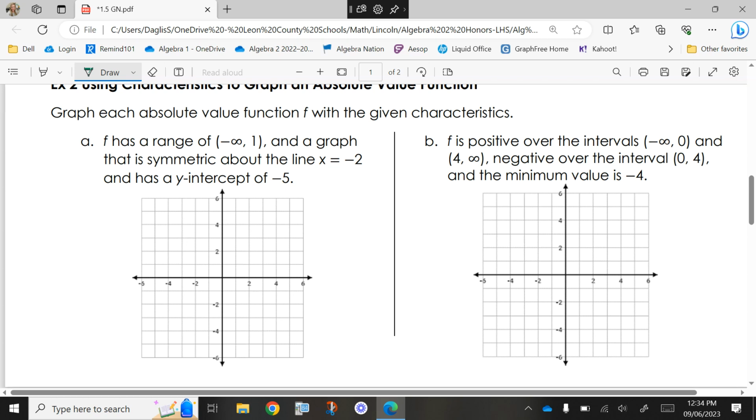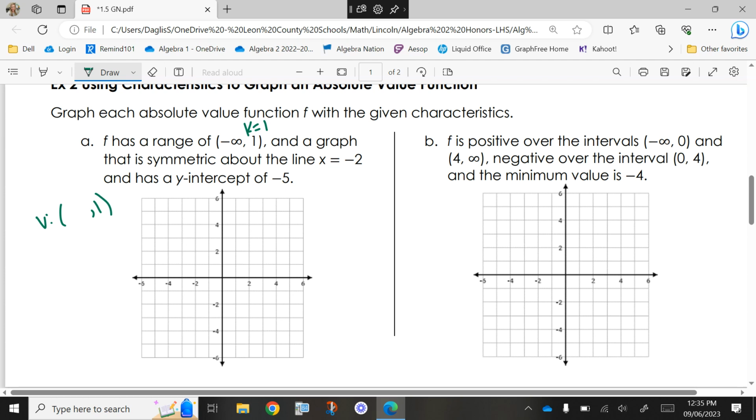Okay, so let's go through this. If it has a range of negative infinity to 1, what information did it just tell me? How does range connect to something else on our graph? The y of my vertex. So because of this, I know that my k equals 1, right? So my vertex is going to be something, 1. We know that much.